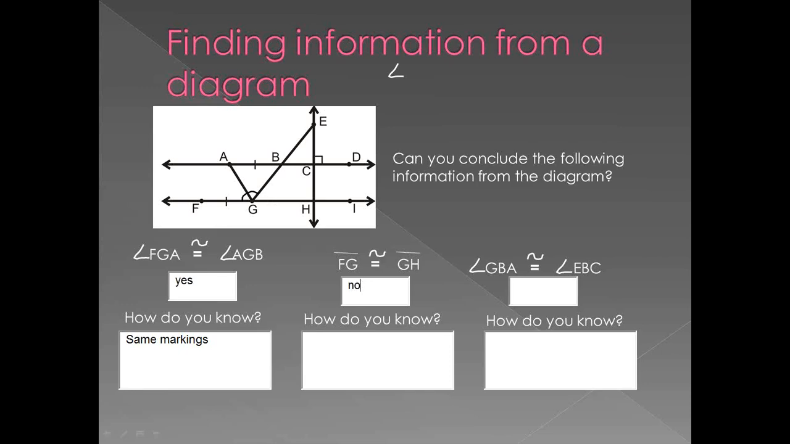As you can see in this picture, there is one little dash right here, and on this there's no dashes. So even though they kind of look like they could be the same distance apart, the question is asking, can you conclude that? You can guess it, but you can't conclude it without a doubt that FG is exactly the same length as GH. The reasoning is there's just not enough information.